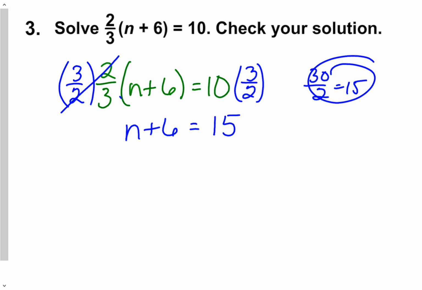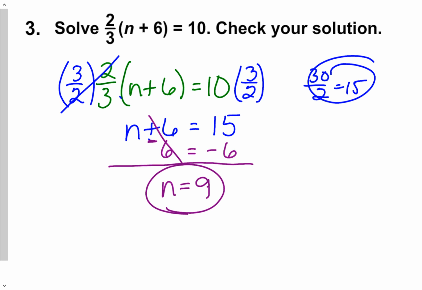So now we're going to look at our variable n. It's being added plus 6. So the inverse of that means to subtract 6 from both sides of the equation. And we're left with n equaling 9.